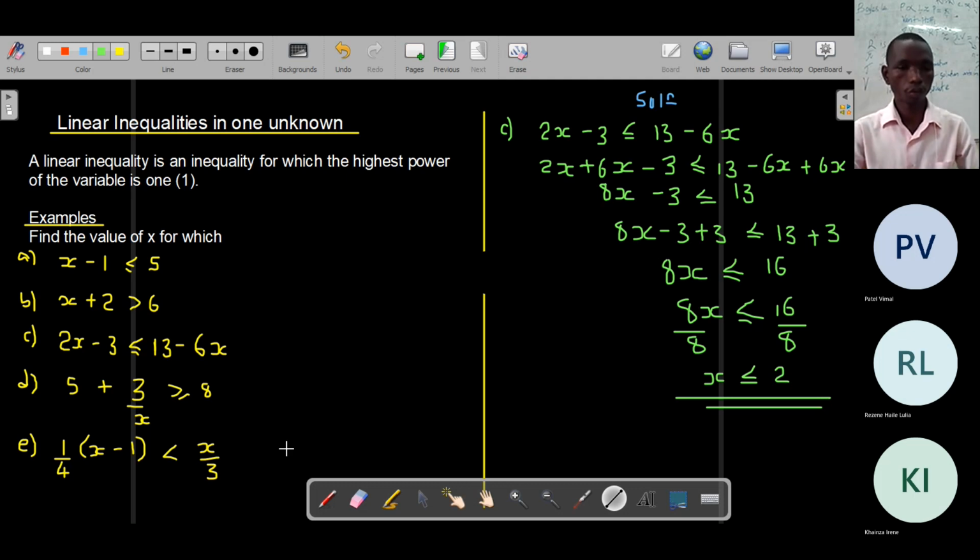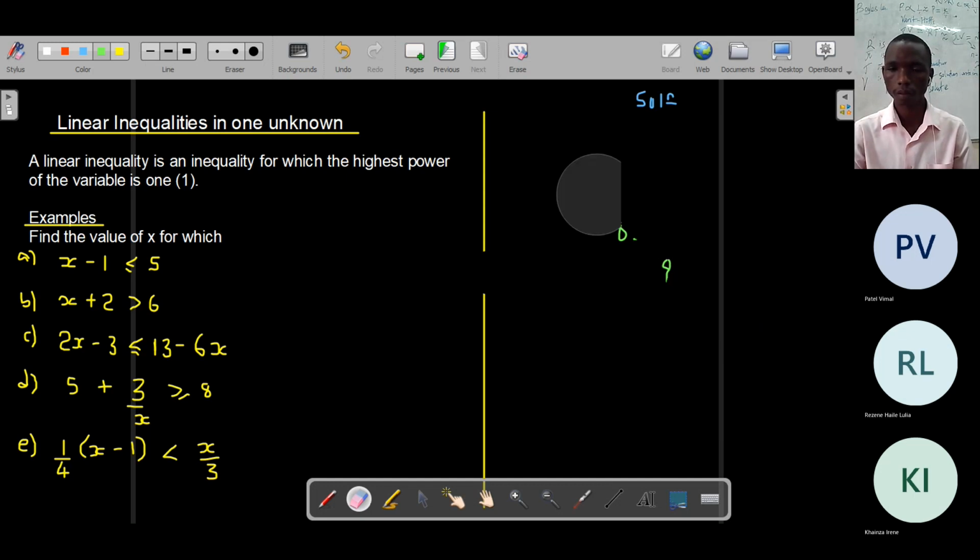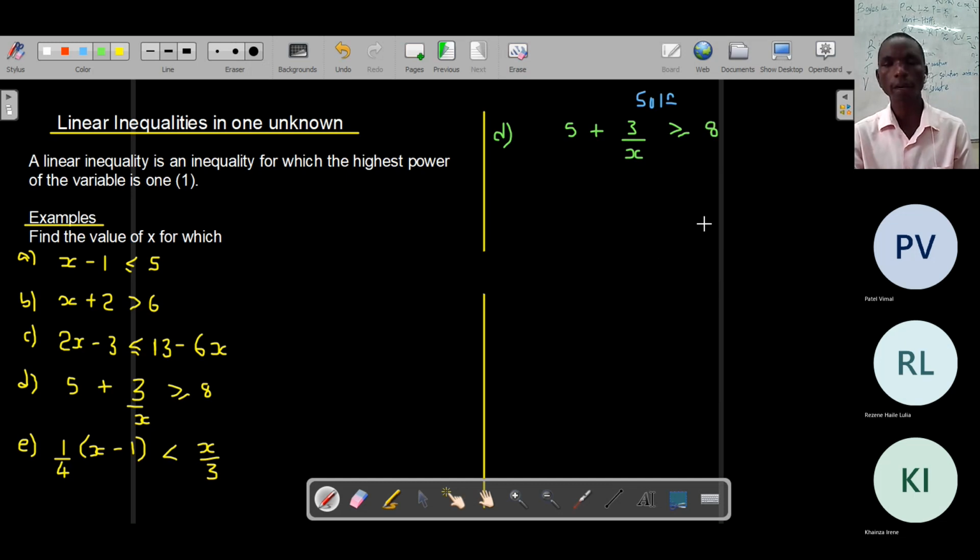All right, let me take you to D. I can rub off again here, so that we can look at D. So D we are having 5 plus 3 over x, and this is greater than or equal to what? To 8. Okay.